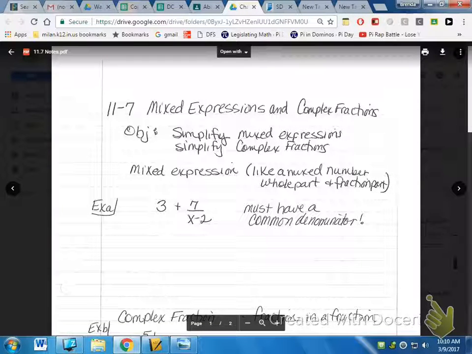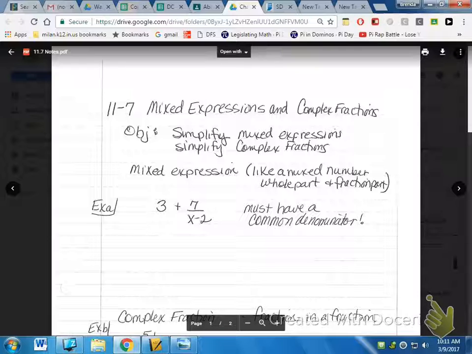11.7, mixed expressions and complex fractions. So we're going to take our rational expressions one step further, and our objective is to simplify not only the mixed expressions but also complex fractions. A mixed expression is very similar to a mixed number that you would think of in arithmetic. So basically there is a whole part and there is a fractional part.